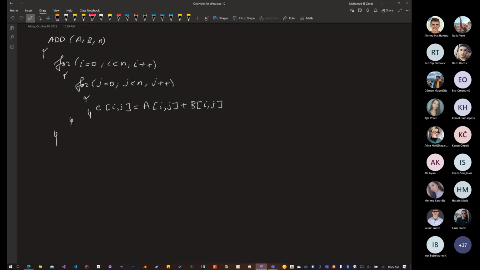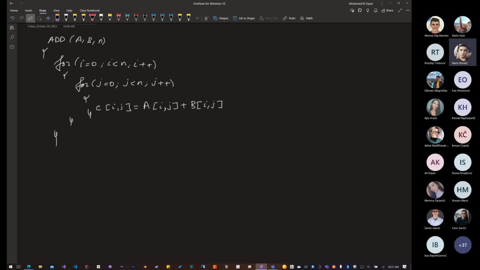So the question here is, how do you analyze this? Can somebody give me a guess, based on the previous example, what would be the time complexity of this function? N squared. Okay, can you please tell me why?